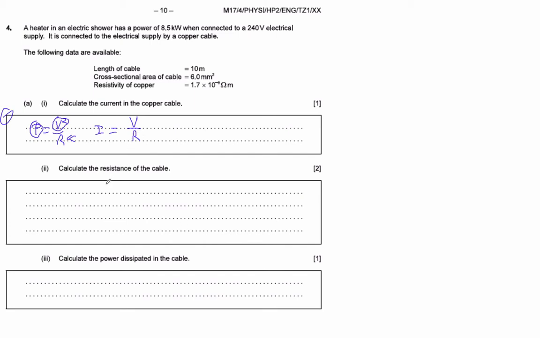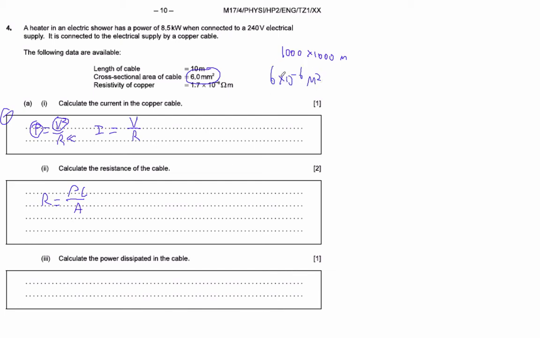So then it says calculate the resistance. This is a resistivity thing. Resistance is resistivity times length over the area. They tell you the cross-sectional area of the cable is 6 millimeters squared, but you've got to turn that into square meters. Remember that a square meter is 1,000 millimeters by 1,000 millimeters, so this is really 6 times 10 to the minus 6 square meters.